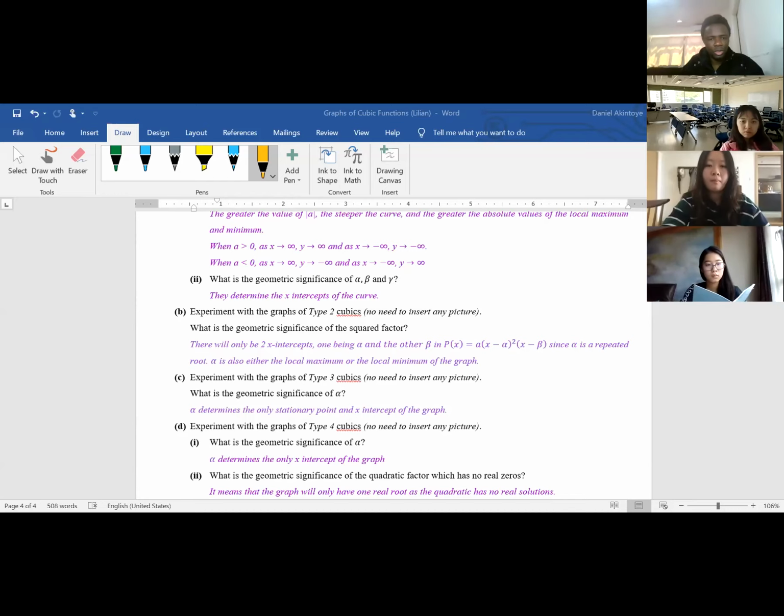Does not touch the graph or something. It does not touch the x-axis or something. I don't know. Okay. Well, like I said, there's no right answer. You're all right.